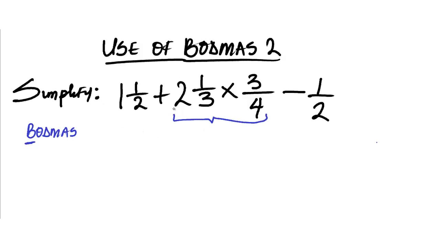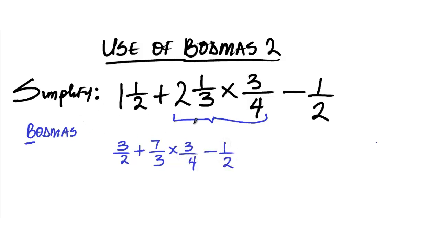So the first thing we need to do is to first even convert everything to what? To their improper fraction equivalent. So one whole number, 1 over 2, can be written as 2 times 1, 2 plus 1, 3. So this will be what? 3 over 2, then plus 3 times 2, 6, plus 1, that is 7. That is 7 over 3. Then times 3 over 4 minus 1 over 2.